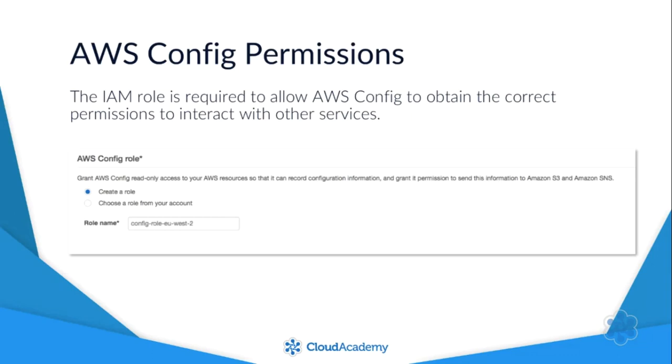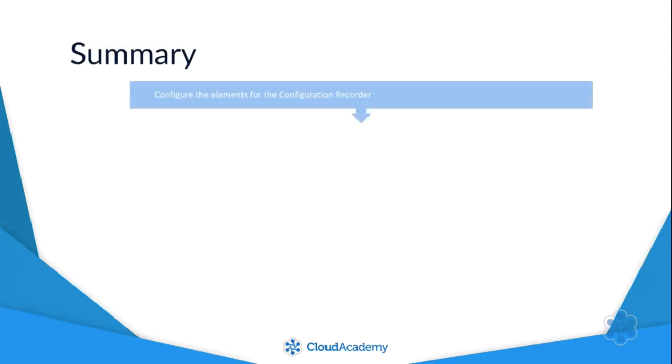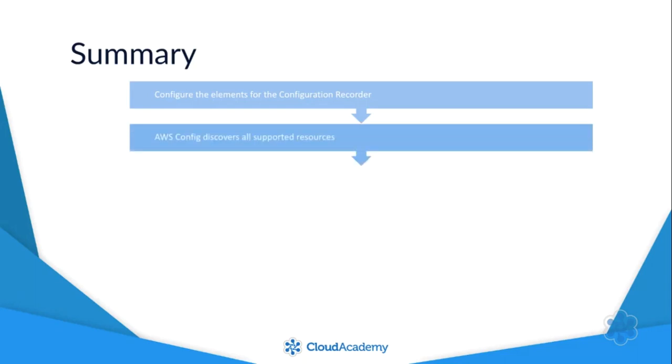That now covers the key elements of AWS Config, and so I hope it makes it clear as to how each part plays a role within the service. To reiterate, let's take a bulleted point look at how it all comes together. When you first turn on AWS Config, you will configure the elements required for the configuration recorder to begin capturing and recording data. AWS Config will then discover all your supported resources based upon the details entered within the configuration recorder within that region.